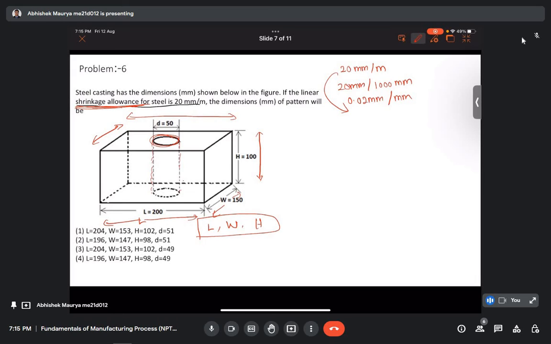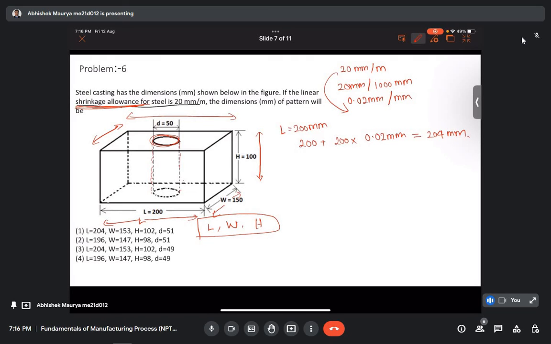So let's start calculating what should be the dimensions of our pattern. First, let's calculate the length of the pattern. The length of the casting is given as 200 mm. So the length of the pattern would be 200 plus 200 multiplied by 0.02, which equals 204 mm.